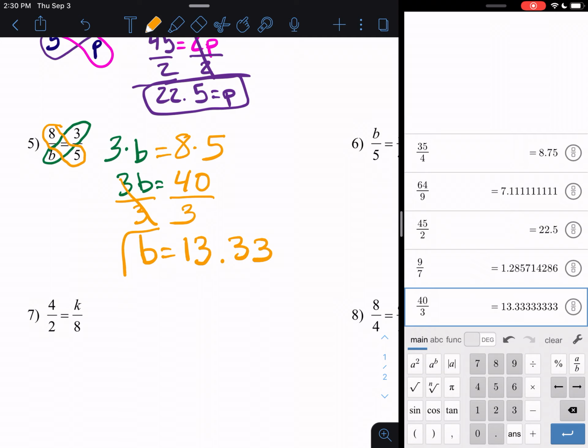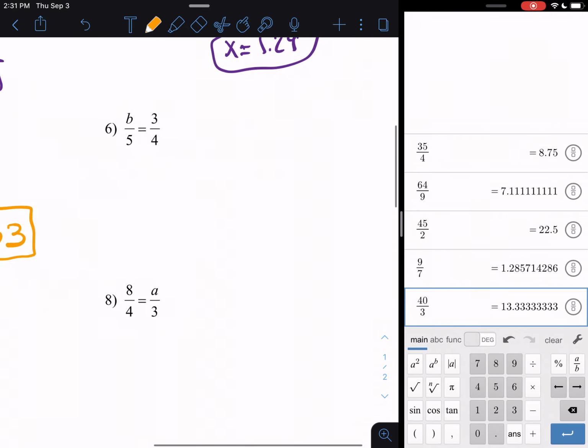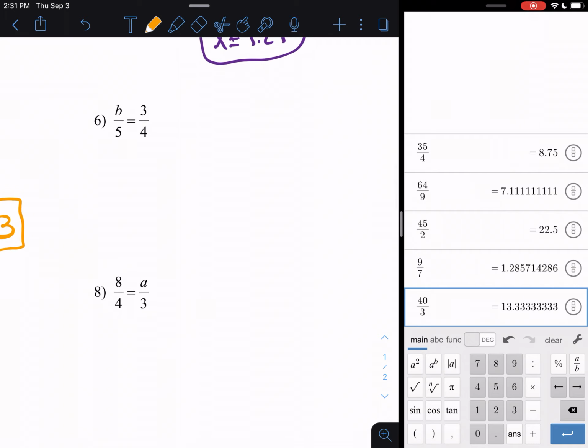Now you might be asking and wondering, why did I not just put the repeating sign over the 3? It's because the directions specifically said, if necessary, round to the nearest hundredth. So that's why I rounded to the nearest hundredth. Okay, go ahead and try number 6 on your own. Go ahead and pause, try it on your own, and then unpause, resume, and then see if you're right.